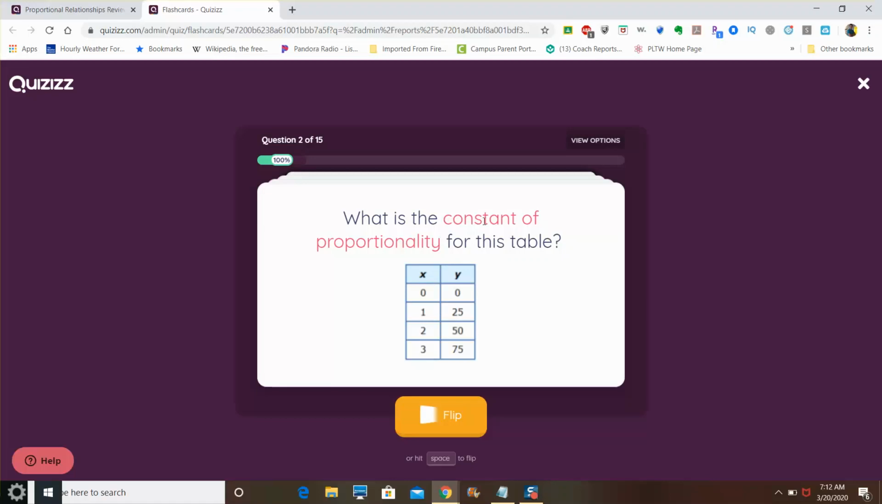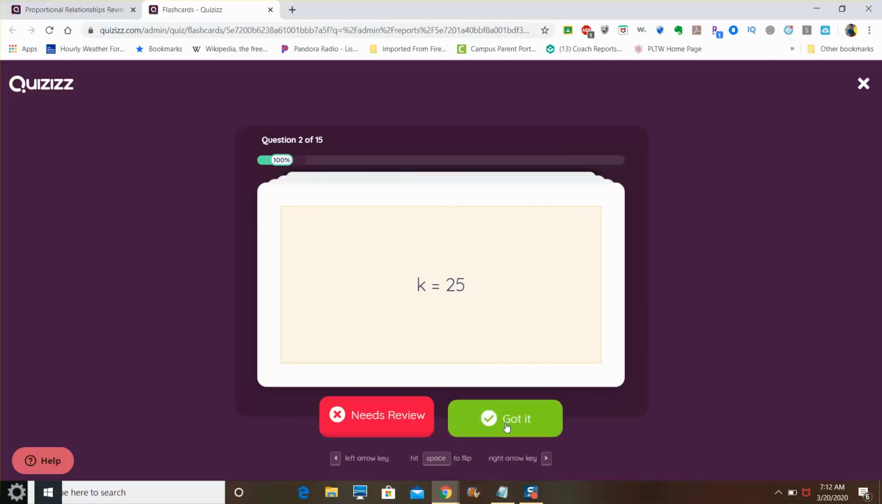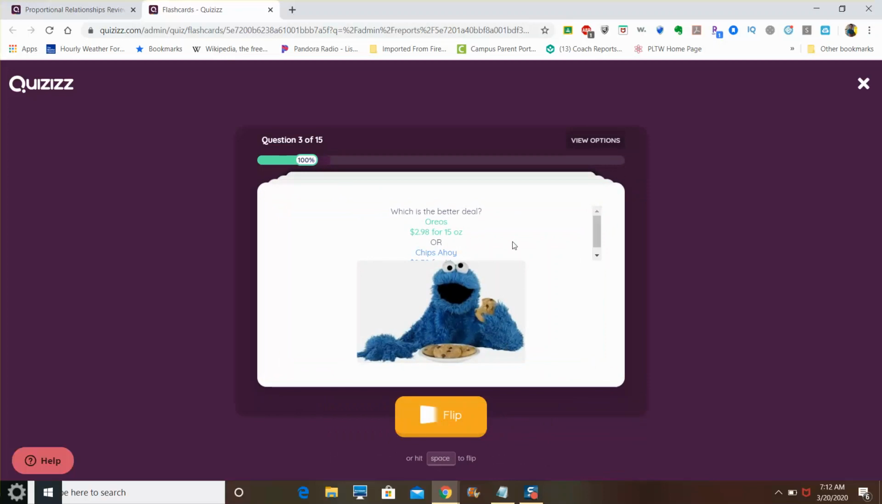Same deal, constant of proportionality, same kind of table, same kind of thing. If my equation was y equals 25x, the 25 is my constant of proportionality. It's what y changes by for every x value. So if x goes up by 1, y goes up by 25, so that's your constant of proportionality. So 25 is it. If we have a question here, this is the Cookie Monster question, okay?